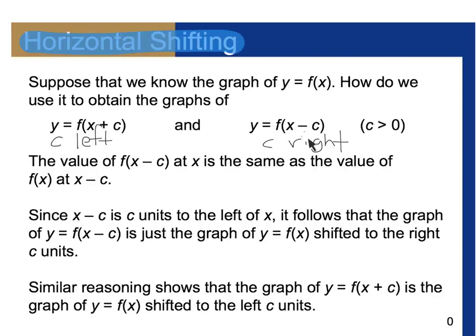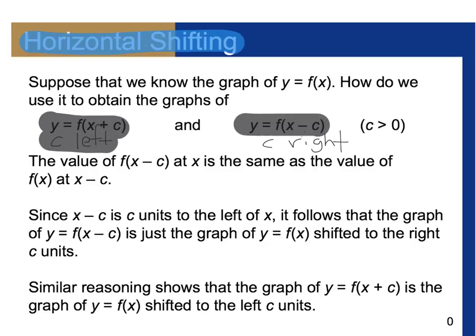It's a little bit counterintuitive, and it's also tricky because we have to figure out what we are doing when we put x plus c in our function instead of x, and what we are doing when we put x minus c in our function instead of x. It's not always obvious. So when we change f of x to f of x plus c, we're moving it c to the left, and when we change it to f of x minus c, we move it c to the right. And again, c is positive.